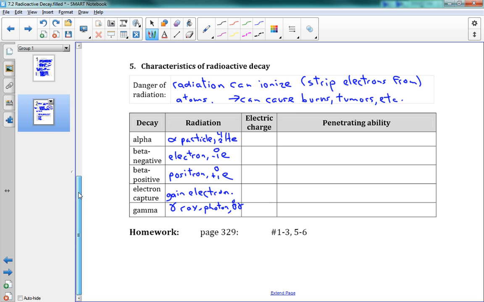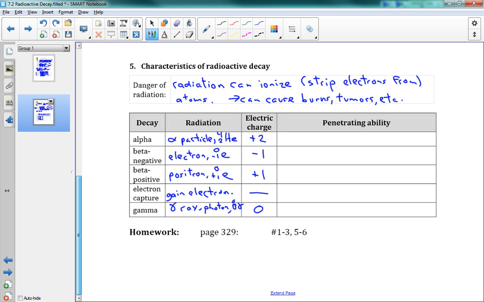And we have electric charge. Well, 2,4 helium with no electrons, we've got 2 protons, no electrons, that has an electric charge of +2. Beta negative, charge of -1. Beta positive, charge of +1. Electron capture doesn't actually emit anything, so that's not so much of a problem. And gamma doesn't have an electric charge. Okay, so you can imagine that the alpha particles would probably be worse for you because they have the largest electric charge. So if ionization is the problem, they can really do some bad things to electrons.